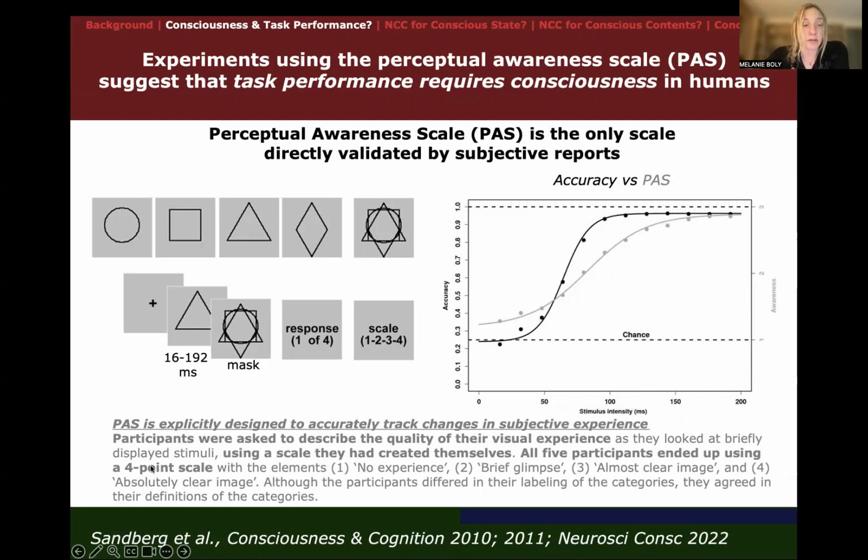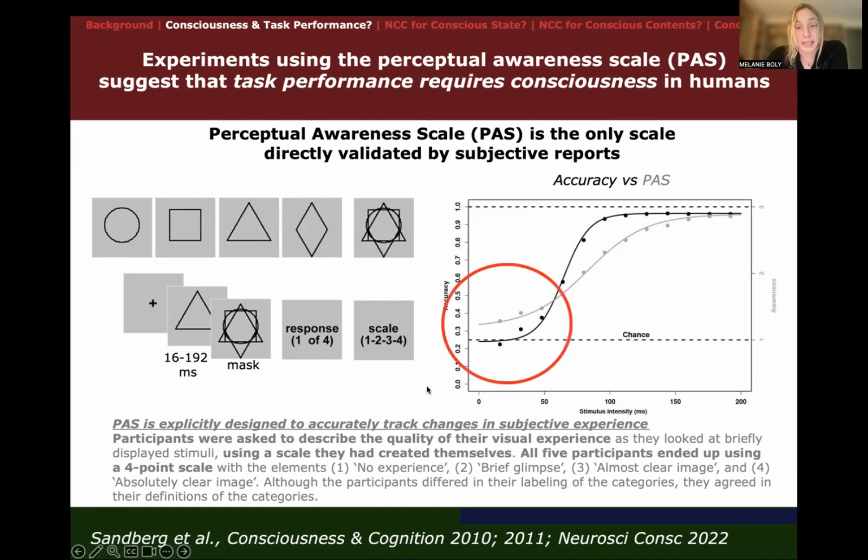The subjects, across different experiments, came to a 3 to 4 point scale, where you had no experience at all: I had no idea that a stimulus like a square, for example, was presented on screen. Then a brief glimpse: I didn't really know what I saw, but I saw something. And then an almost clear or clear image. This graded scale is validated by the subjects to accurately correspond to what they feel.